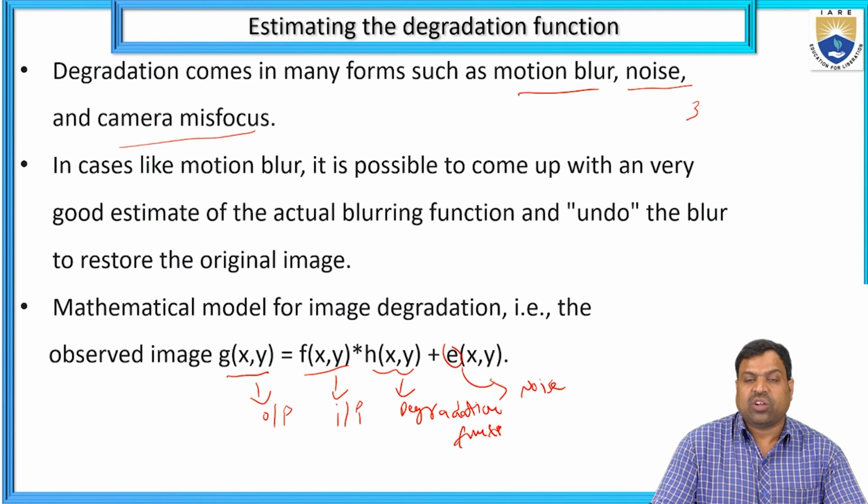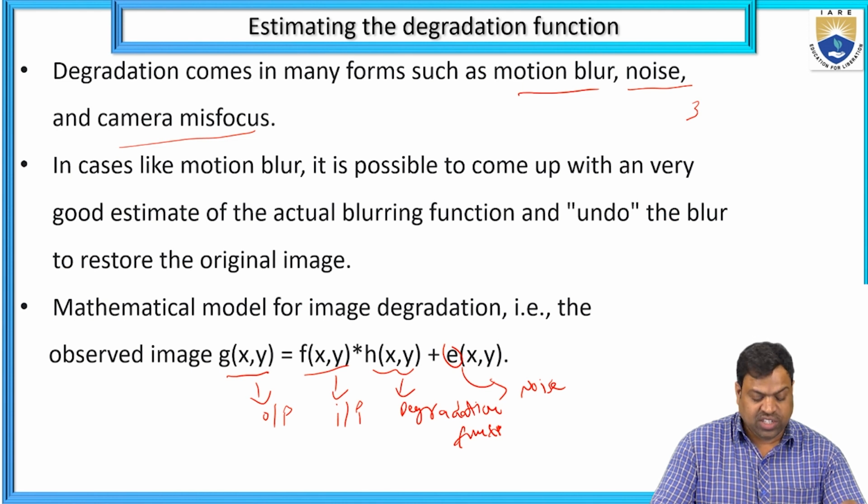Sometimes the camera is also misfocused. Camera misfocus is different from motion blur. Sometimes the image is blurred, so we have to go to the camera settings and check once whether it is motion blur or camera misfocus. That is different from manually blurring the image. In the case of motion blur, it is possible to estimate the actual blurring function and undo it. Undo means we go back and take the proper estimate of that image. So that is how we estimate the degradation function.